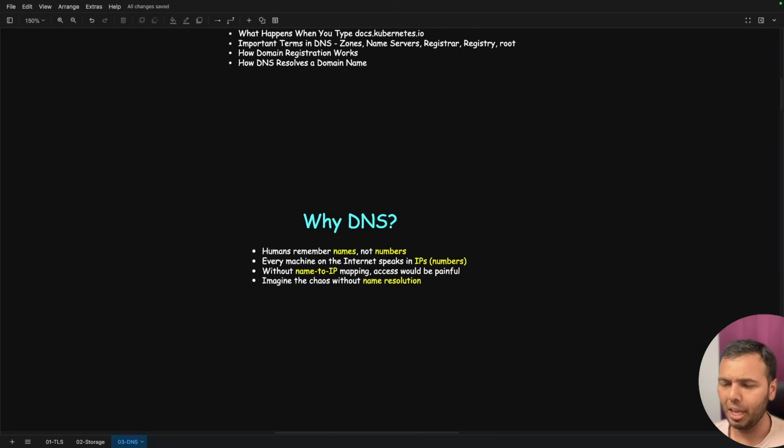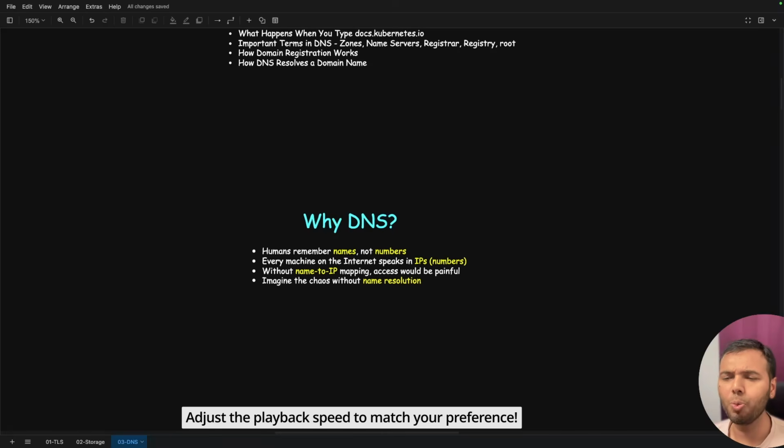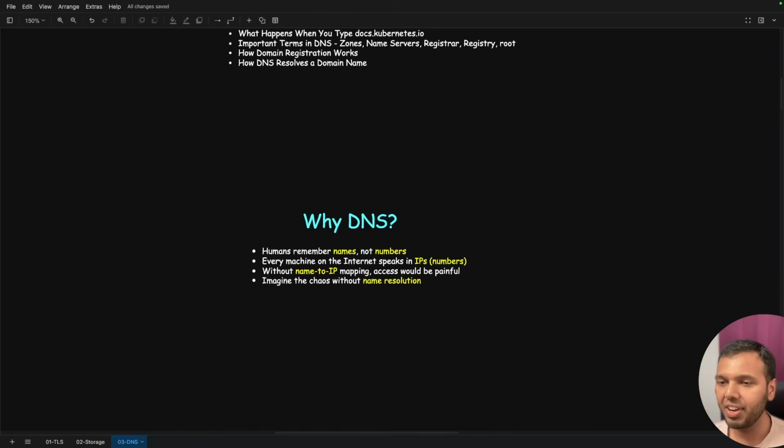Humans remember names, not numbers. And that's correct. You can recall kubernetes.io, but remembering 3.33.186.135 isn't practical. Every machine on the internet speaks in IPs. To reach a website or service, your computer must know its exact IP address. Only then will the connection be established.